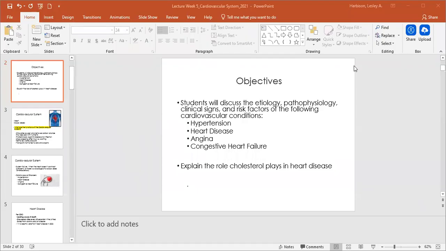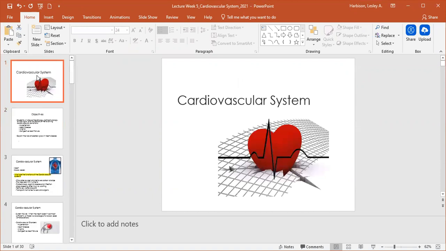Okay. Hi, everyone. I hope this audio picks up okay. I am doing this in a location that I normally would not record a lecture, but I needed to get this out to you guys. This is going over the cardiovascular system.